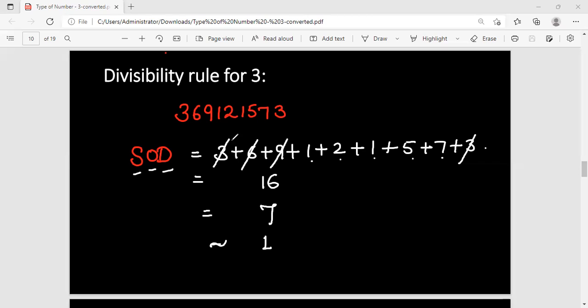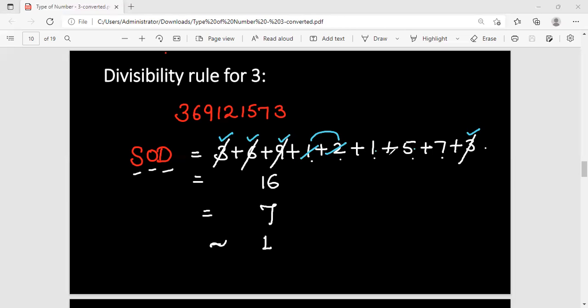How come? See, we dropped all the numbers which were divisible by 3. Okay, that we had already dropped. Apart from that, we can also drop any sum which is a multiple of 3, which is divisible by 3. For example, 1 plus 2, you can see this is 3. This is divisible by 3, I can drop this as well.